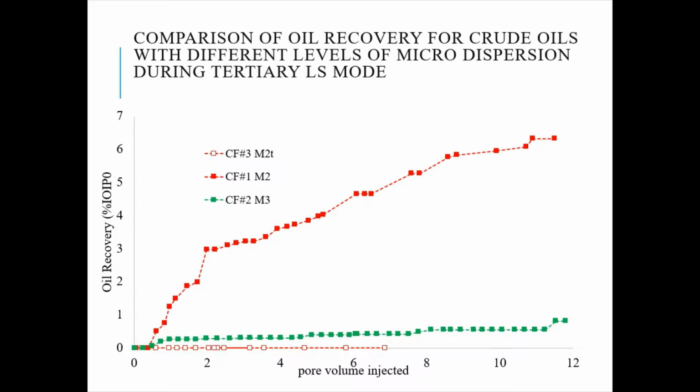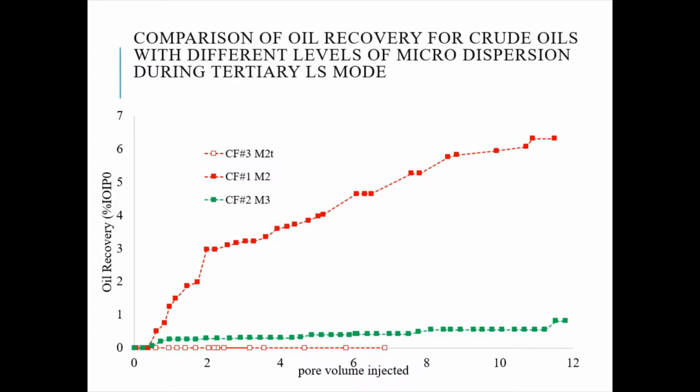The solid red one is for positive crude oil. The green one is for impotent or negative crude oil. And the other red one, the very flat red one, is a positive one, but we treated the crude oil and removed the micro-dispersion.